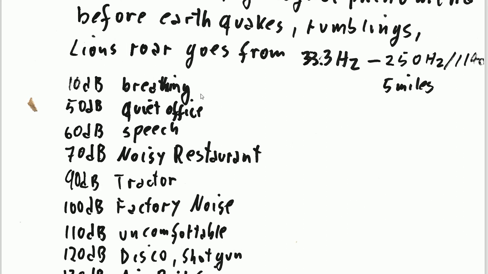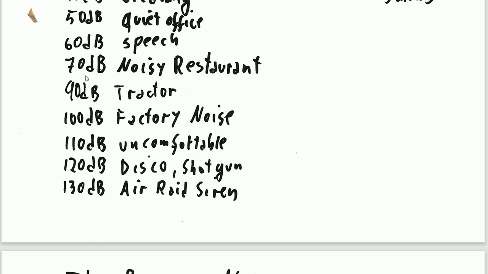Okay, so just to give you an idea what those decibels stand for, 10 decibels is breathing, 50 decibels a quiet office, 60 decibels speech, 70 decibels a noisy restaurant, 90 decibels a tractor. I think in the EU, when you've got garden equipment, like a lawnmower or a strimmer or something, they have to be reduced to 96 decibels. And so that's somewhere between tractor and factory noise. Just to give you an idea, so these systems are well in place.